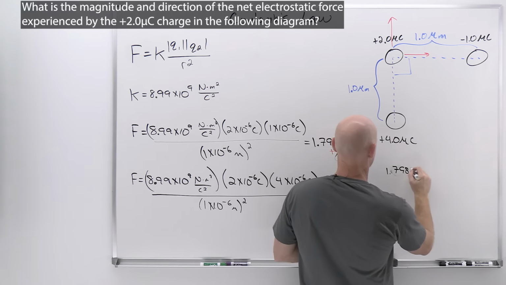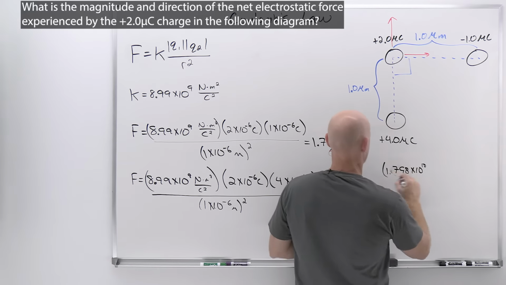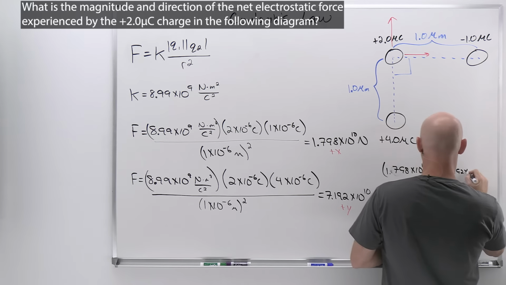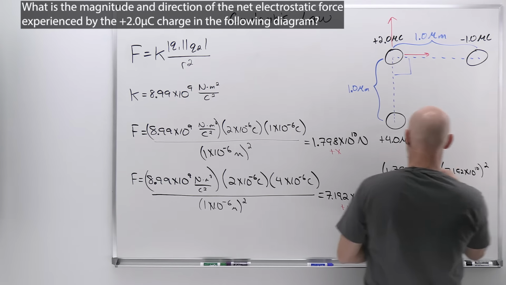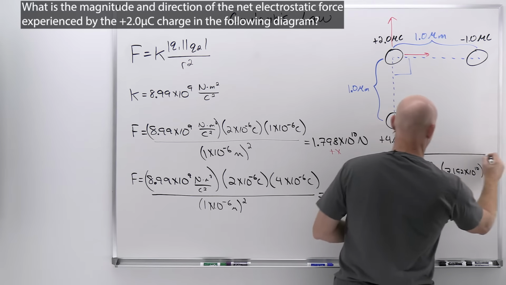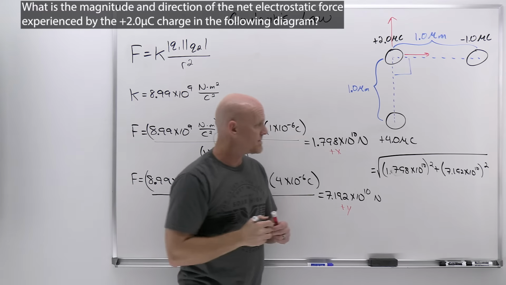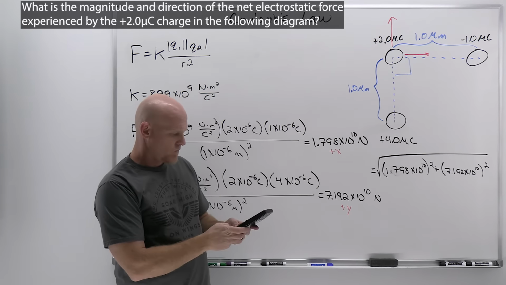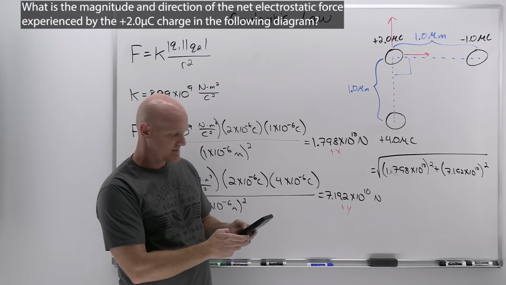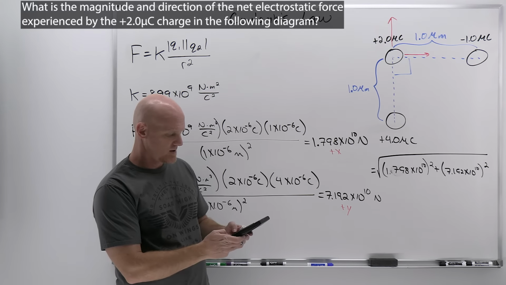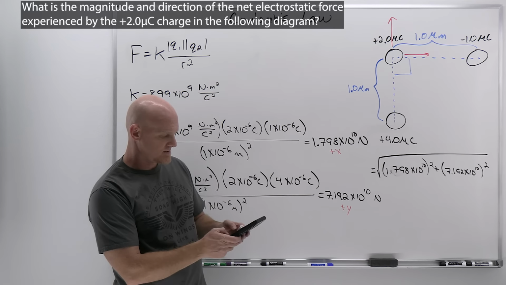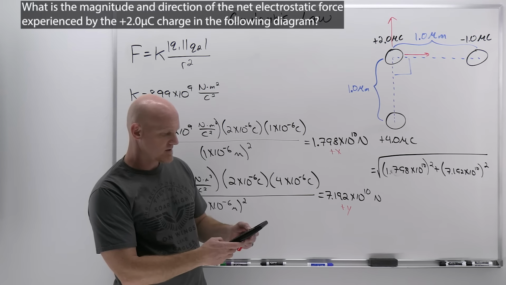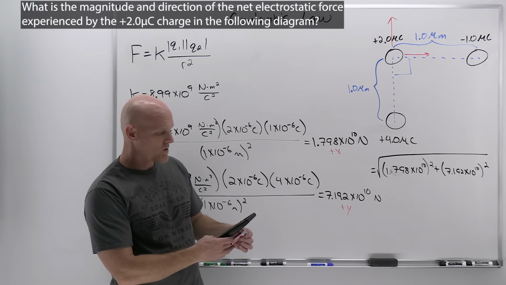1.798 times 10 to the 10th squared plus 7.192 times 10 to the 10th squared. We'll take the square root to get the magnitude of the resultant vector here. And so again, 1.798 times 10 to the 10th squared plus 7.192 times 10 to the 10th squared equals, and then square root of that answer, we're going to get 7.41.